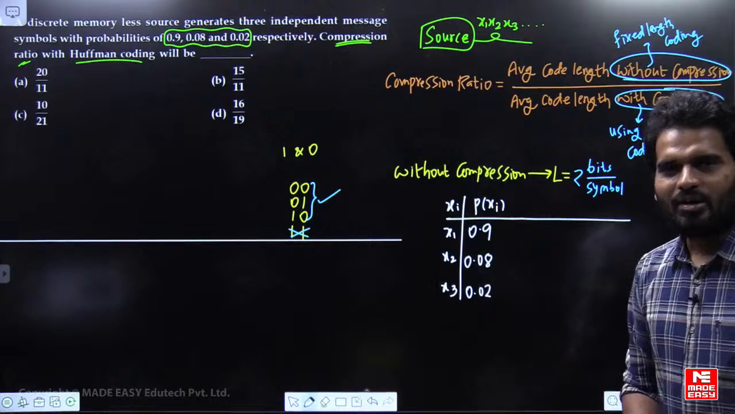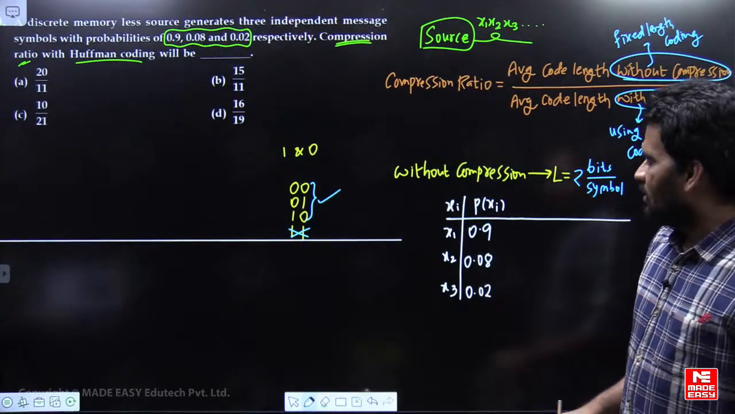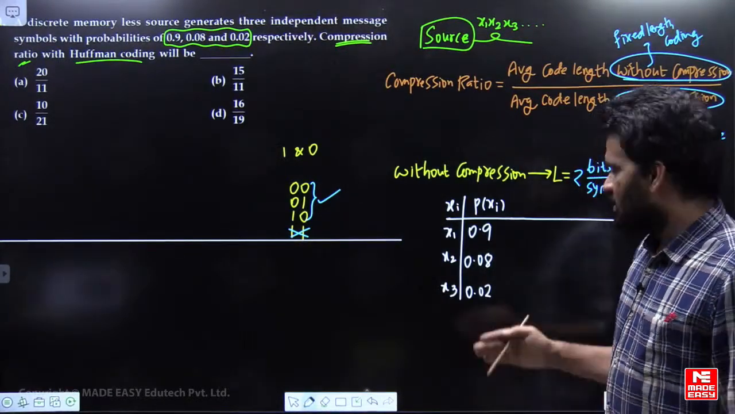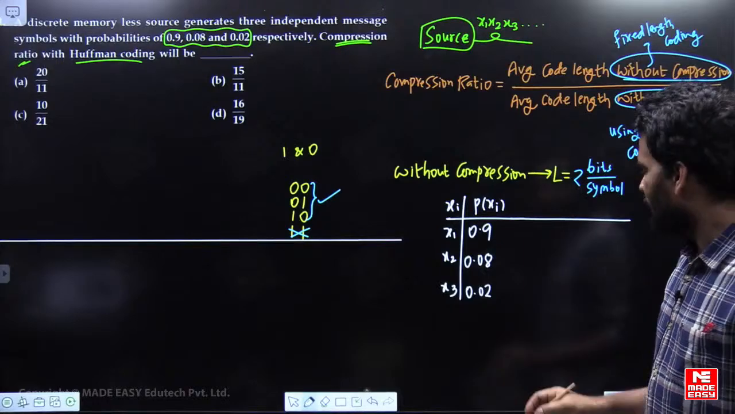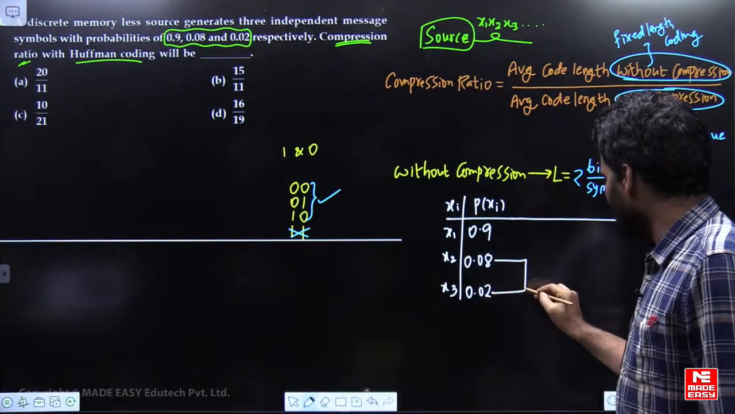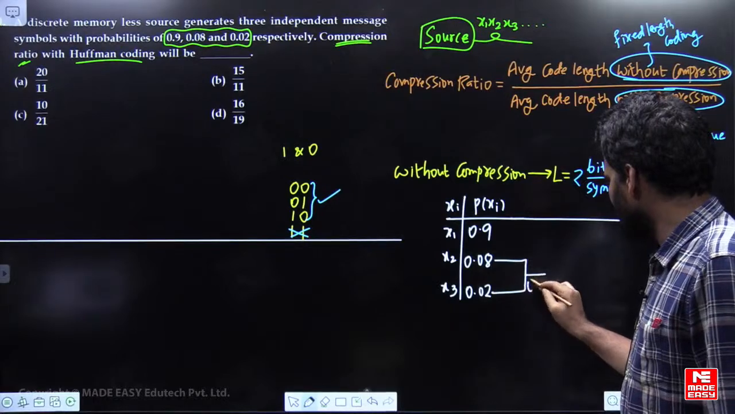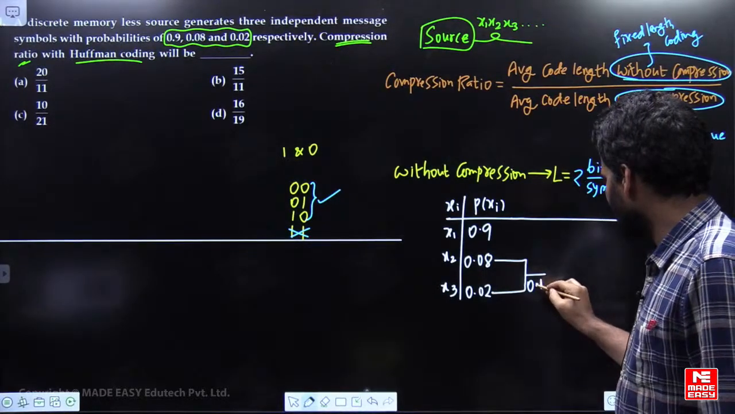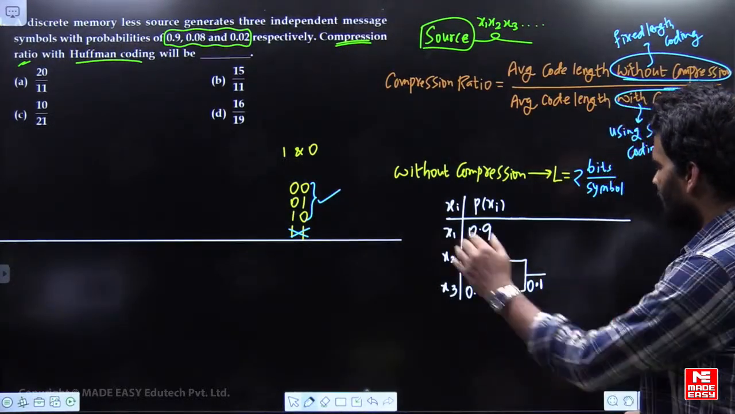How to do the coding? In source coding techniques, the coding is done based on the probabilities. So first we have to add the least 2 probabilities, so it will be 0.1. Now this.